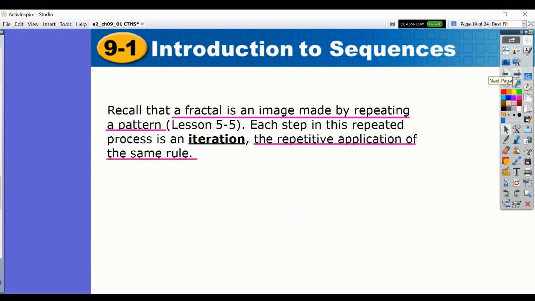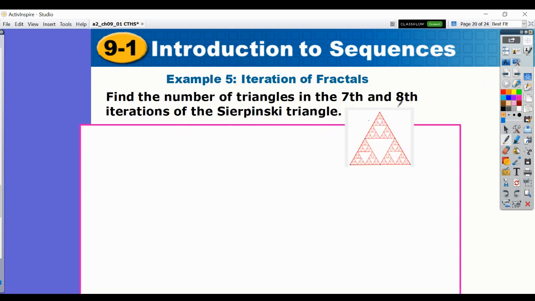All right, the last part of this lesson is on iterations. So if you have seen fractals before, they can make very beautiful images by repeating a shape and pattern and sometimes rotating it or moving it around. It's basically repetitive application of the same rule over and over again. This example here is called Sierpinski's triangle.